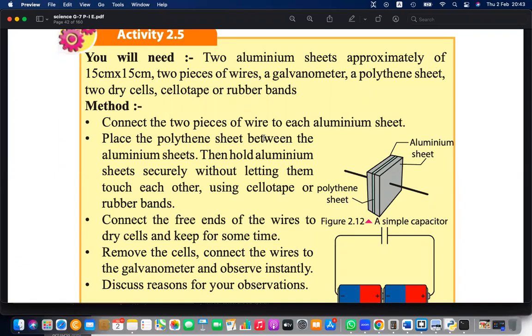So in between there is this plastic or polythene layer. Then you can put on the sellotape and connect the free ends of the wires to the dry cells.